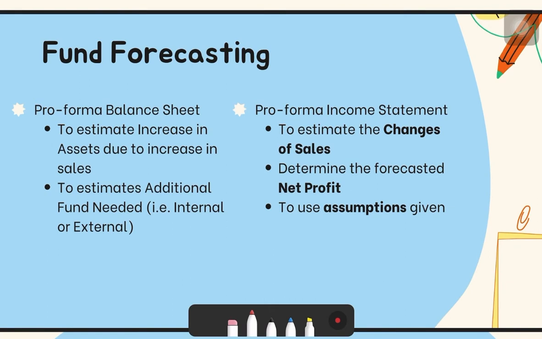Okay, by constructing the pro forma balance sheet, we estimate the increase in assets due to the increase in sales. And then we estimate the additional funds needed, whether we are going to use internal or external funds. By preparing the pro forma income statement, we estimate the changes in sales, and then we determine the forecasted net profit, using the assumptions given.